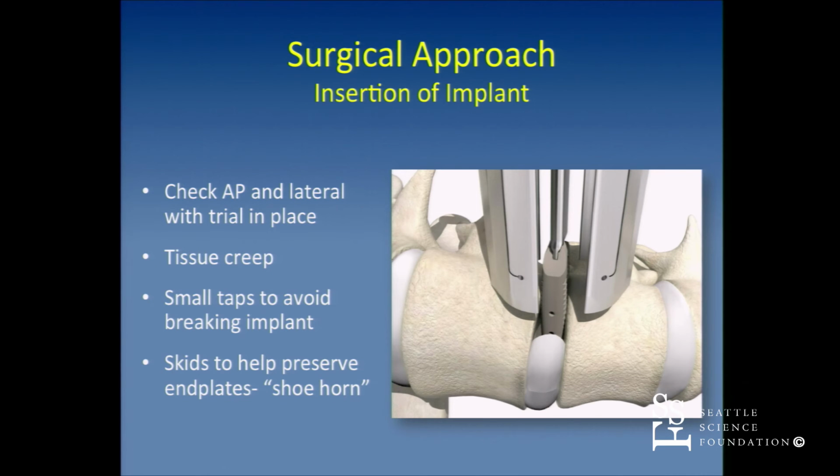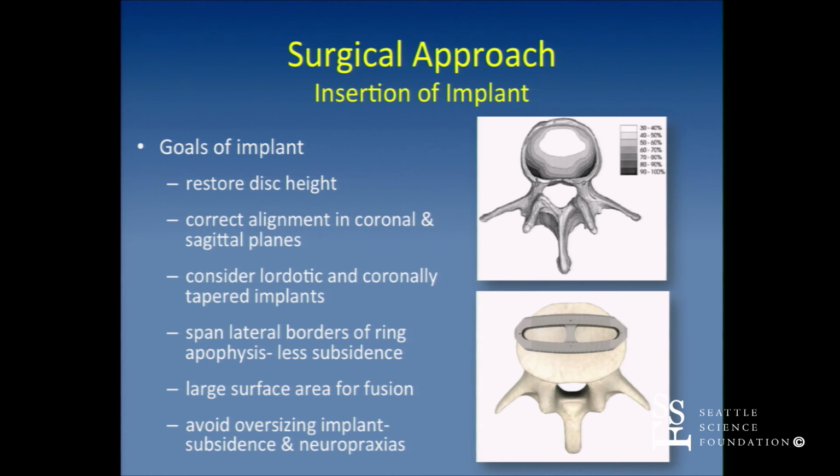And if it's really collapsed disc space, you're going to want to trial with the actual size implant you're going to put in so you can get it in. If you under-trial, which I usually do for most cases, but it's very collapsed and you under-trial, and then put in, let's say you put a trial in at 8 and you put in a 10, you may actually break that implant. Use skids to help preserve the end plates. So again, if you're not coming parallel to the actual end plates, coming on an angle, a skid can help with that. So of course, the goals of the implant will be to restore your height.